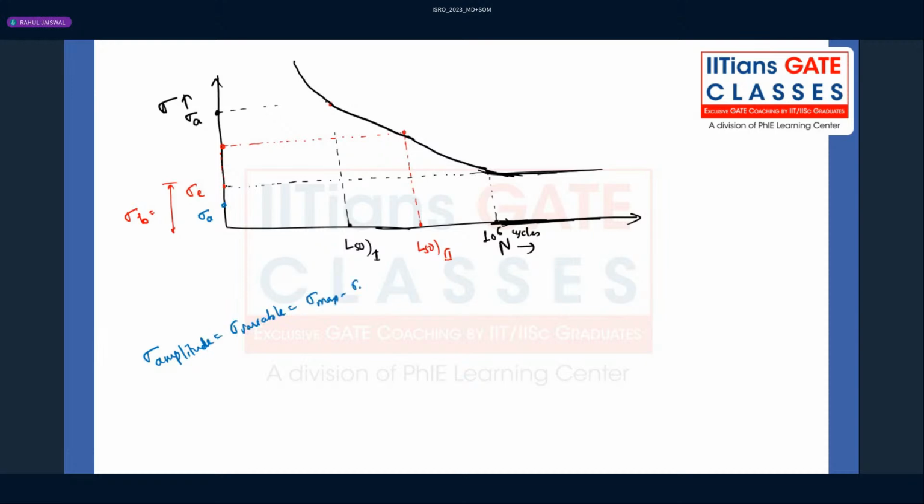Maximum stress minus minimum stress divided by 2. You know that the maximum stress minus the minimum stress, that is the bending stress, the maximum bending stress, right? Now when you put these values, what will you be getting? Bending stress only you will be getting.